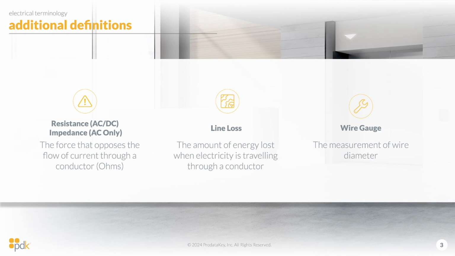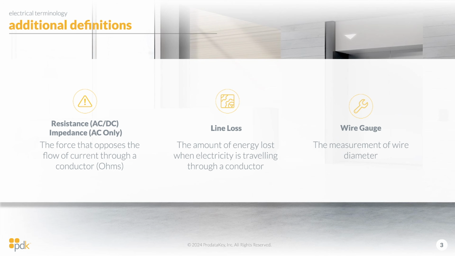Additionally, some terms we need to know will be resistance or impedance. Since we're working largely with DC power when it comes to our product, I'm going to focus on resistance, but that's going to be the force that opposes the flow of currents through the conductor. That's measured in ohms. We also need to work with line loss. So line loss will be how much energy is lost while the electricity is traveling through a conductor. And this can be lost in a couple of ways, but most commonly it's lost as heat.